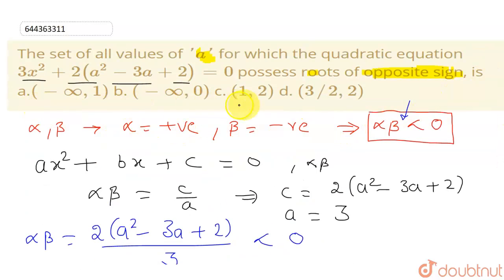If I see my options, option C is correct, from 1 to 2. So the values of a which are from 1 to 2 will give me roots of this equation such that it possesses opposite sign. So this is the solution of this question. Hope you understand. Thank you.